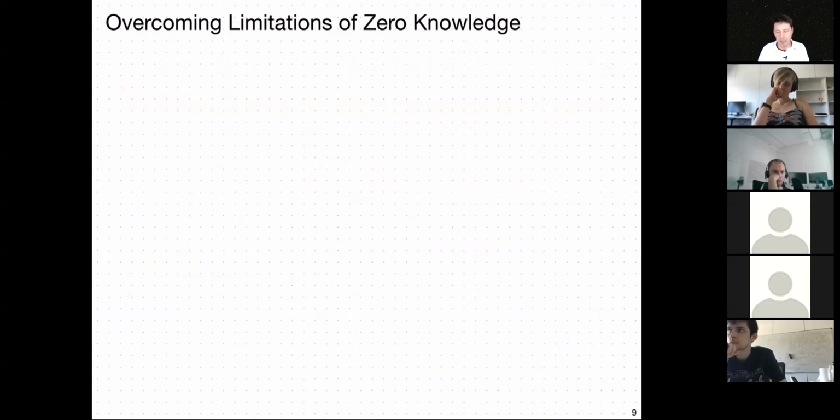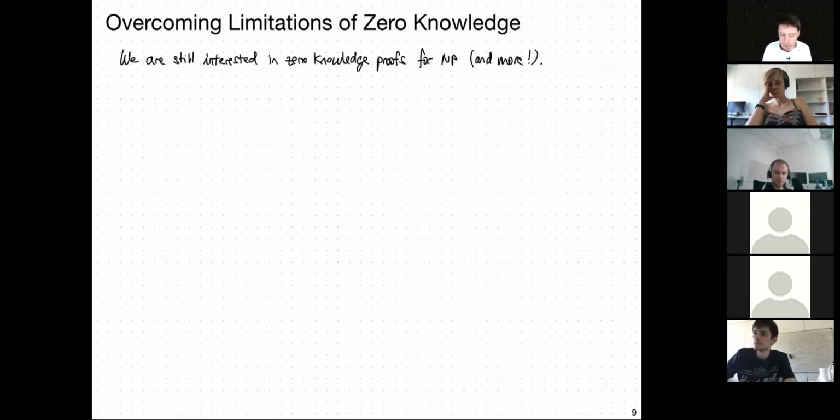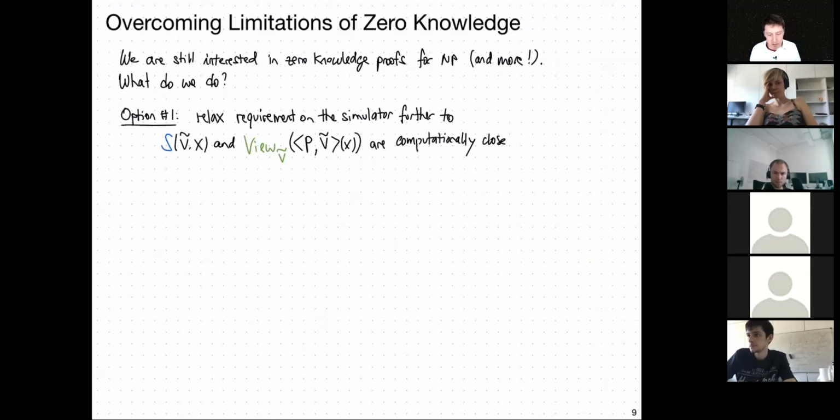But on the flip side, you must have heard that zero knowledge proofs are so useful. They can be used for all kinds of statements, including NP. So what gives? Okay. The point is that there are ways to overcome these limitations, and there are generally two types of ways you can overcome them. One is we can relax the requirement of the simulator further, to merely ask that this random variable and this random variable are computationally close rather than statistically close.